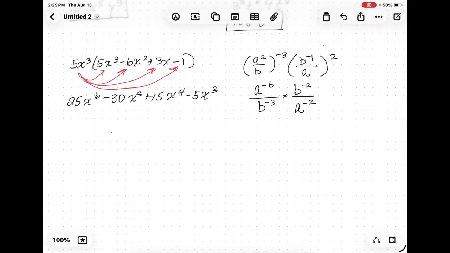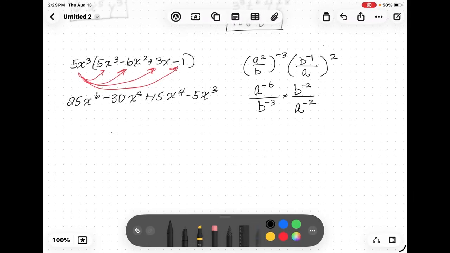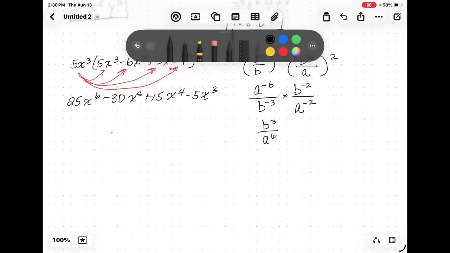Again, a couple of ways to proceed from here. I'm going to do the negative exponents first. So I can rewrite the first factor as b to the 3rd over a to the 6th. See how I worked with the negative exponents? This might be interesting to look at.